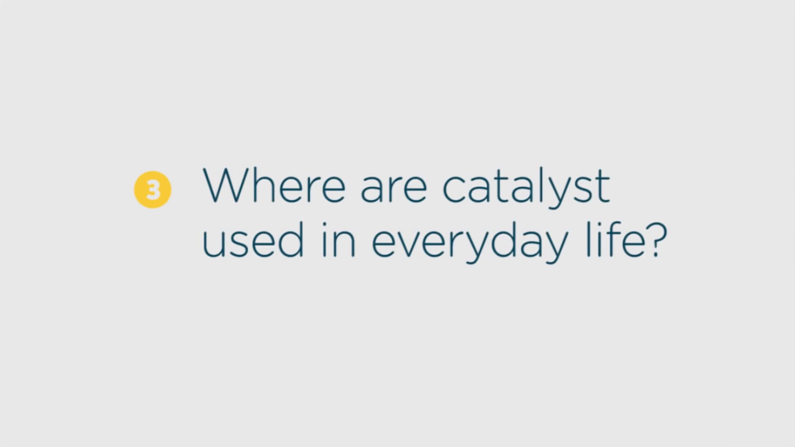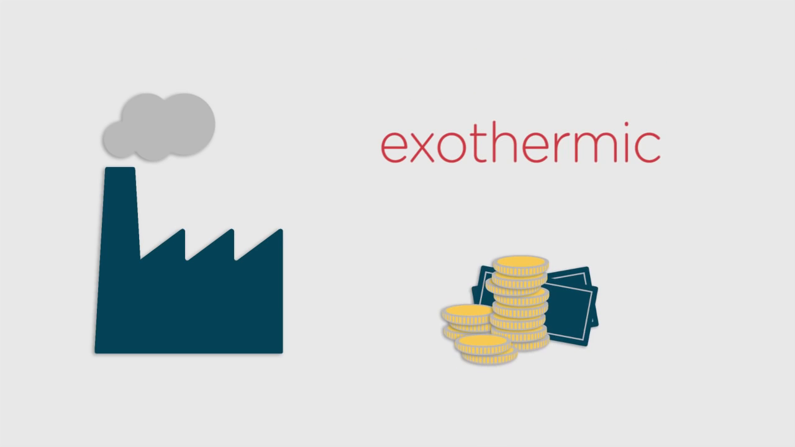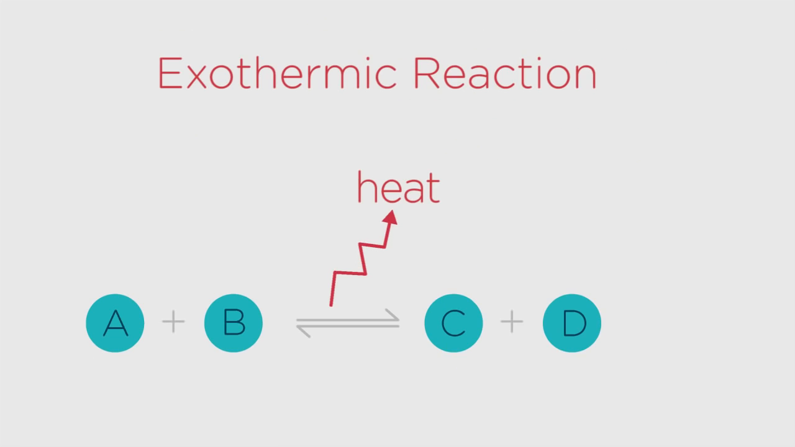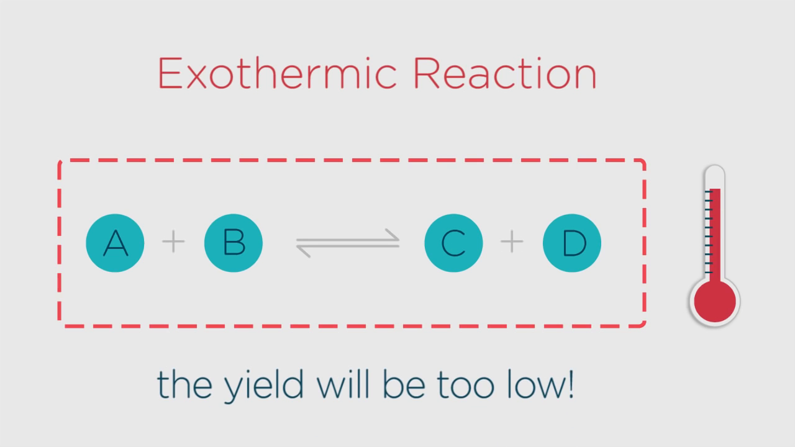Do you know where catalysts are used in everyday life? Most manufacturing processes are exothermic for economic reasons. The heat given out is used to maintain the operating temperature of the reaction. Exothermic reactions cannot run at too high temperatures as the yield will be too low.